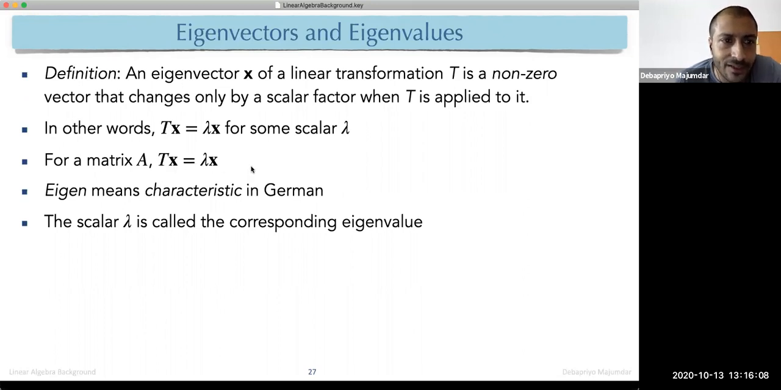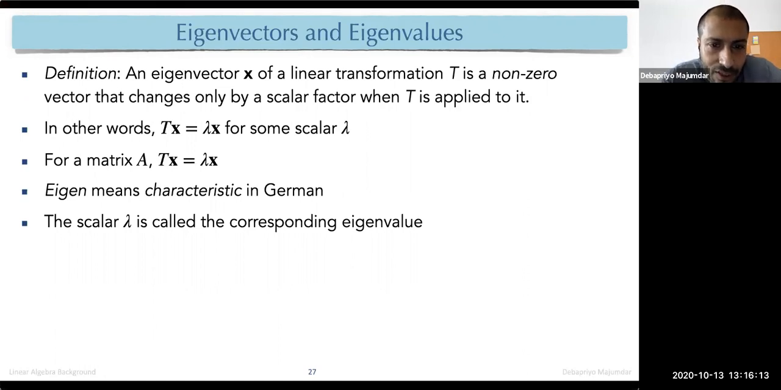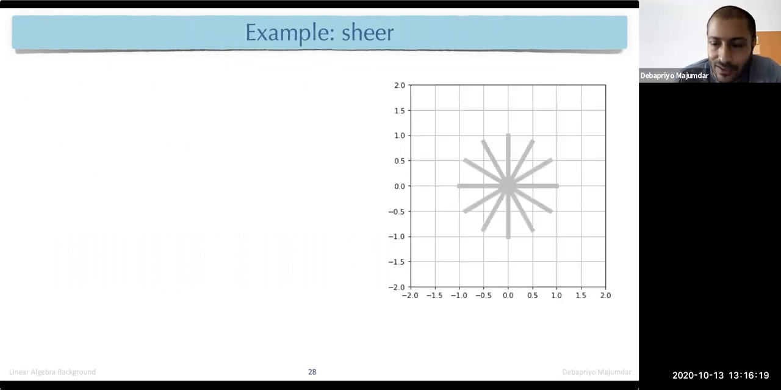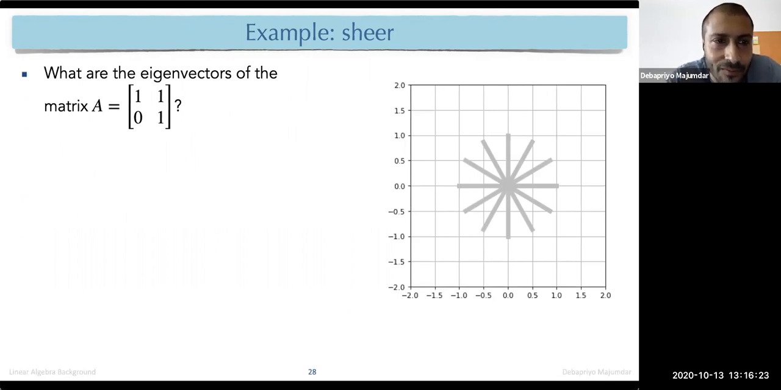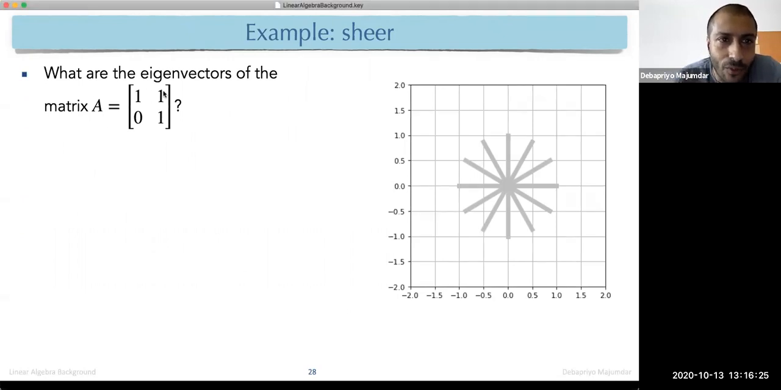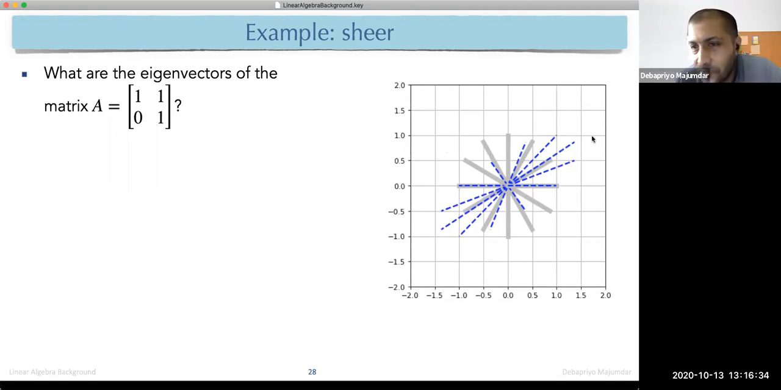not Tx. Eigen means characteristic in German. The scalar lambda is also called the corresponding eigenvalue, right? So now let's actually do some examples. Here, what are the eigenvectors for the matrix 1, 0, 1, 1? What will it do? The shear will actually, we remember the Peppa Pig picture, right? So from this side, they are kind of pushed.